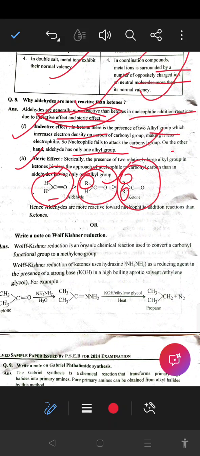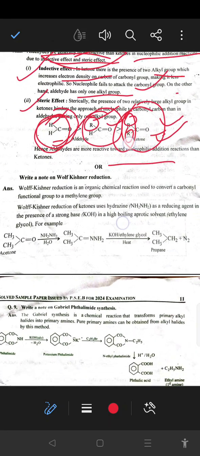So in case of ketone, with the presence of two alkyl groups, there is a large steric hindrance, so due to that the attack of a nucleophile does not occur, and hence ketones are less reactive and aldehydes are more reactive. In case of aldehyde there is a lesser number of alkyl groups, and in case of formaldehyde no alkyl group is present, so that's why aldehydes are more reactive than ketones.